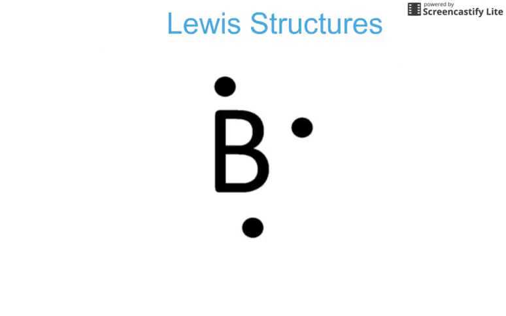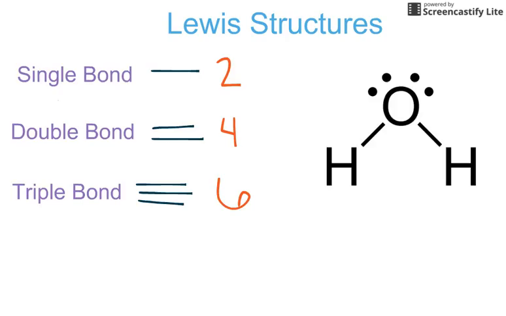Today we will be talking about Lewis structures. A Lewis structure is the symbol of an element and one dot for each valence electron. This is the Lewis structure of boron. Boron has 3 valence electrons, so there are 3 dots around its symbol. Refer to your periodic table to see how many valence electrons are in an element.